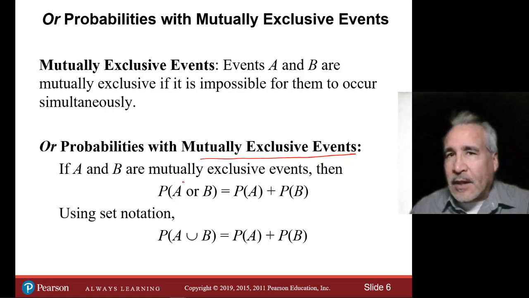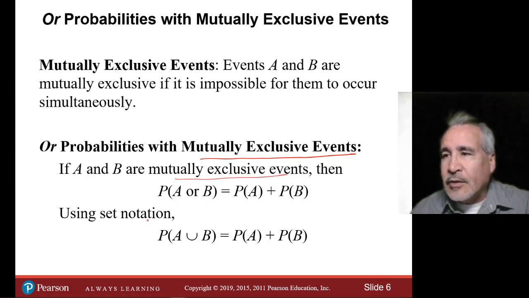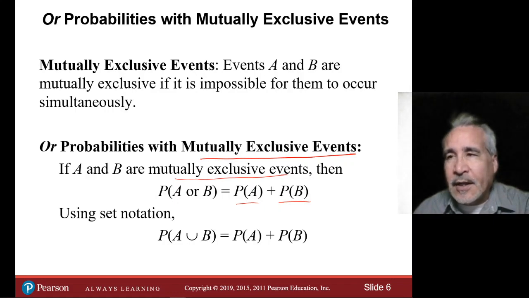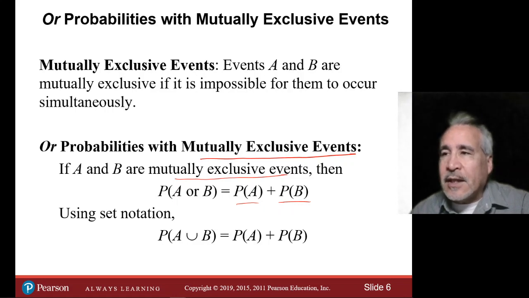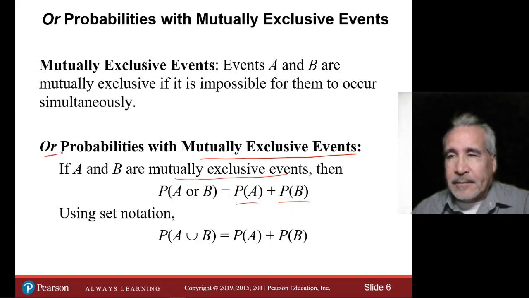So the difference is, when we go through this, we have to decide whether the events are mutually exclusive or not. If they are, we just add the two probabilities together. Probability of flipping a coin and getting a head is 50%. Probability of drawing a queen out of a deck of cards is 4 out of 52. Just add them together, and that will be the OR probability.